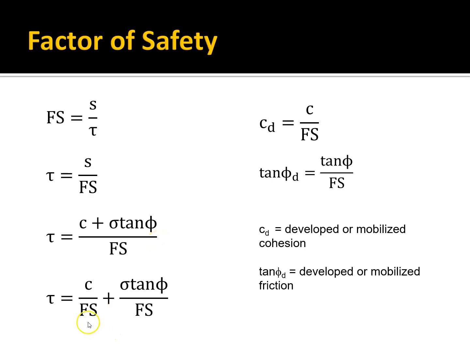So if we divide both the c and the sigma tan phi parts, c over the factor of safety is sometimes designated as c sub d, the developed or mobilized cohesion, and tan phi over the factor of safety we often write as tan phi sub d, the developed friction. In a lot of the derivations of equations related to the limit equilibrium method, you'll see this developed cohesion and developed friction as a way to represent, for both the cohesion and the friction, the portion that's currently mobilized to keep the slope stable.